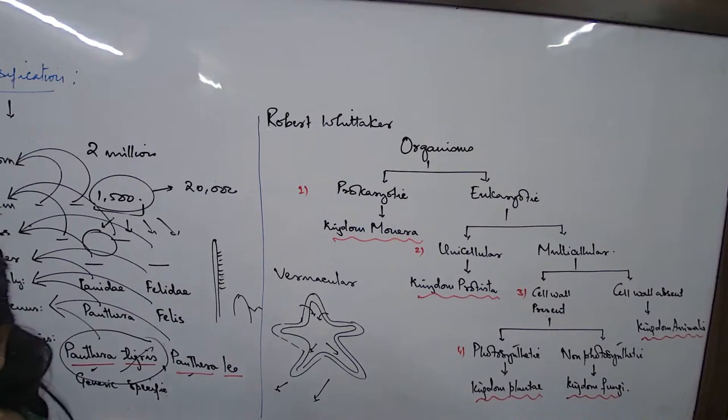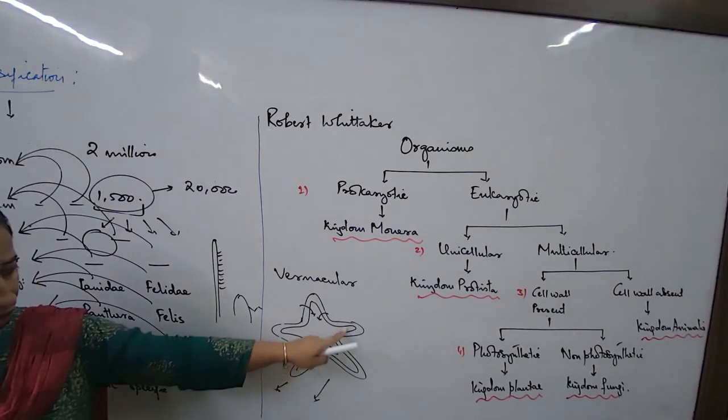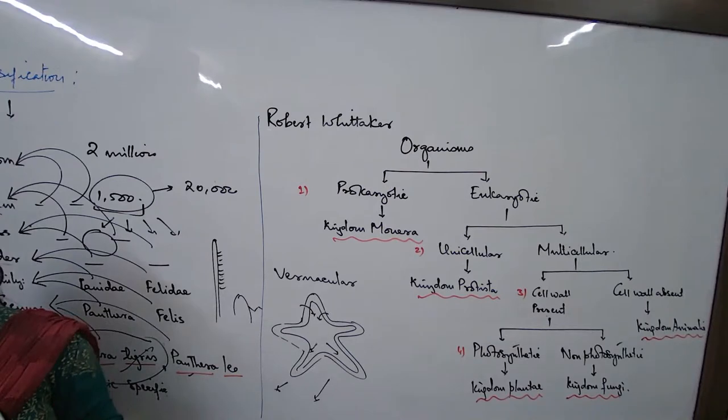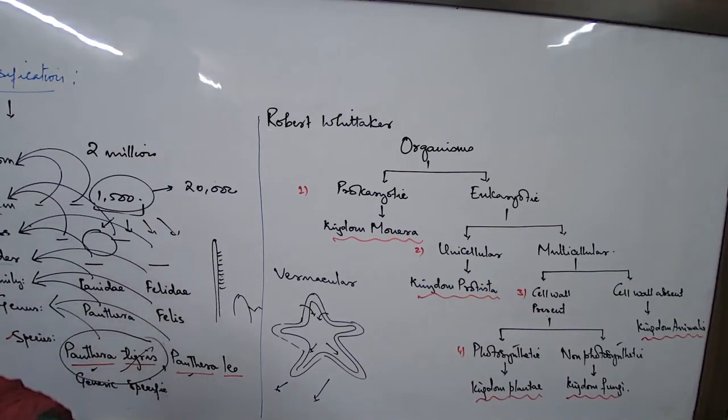How many arm-like structures will they have? These group of organisms, generally 5. Underline that point also to remember. Generally 5. Now, these questions I want you to do, we'll complete with this a little bit more.